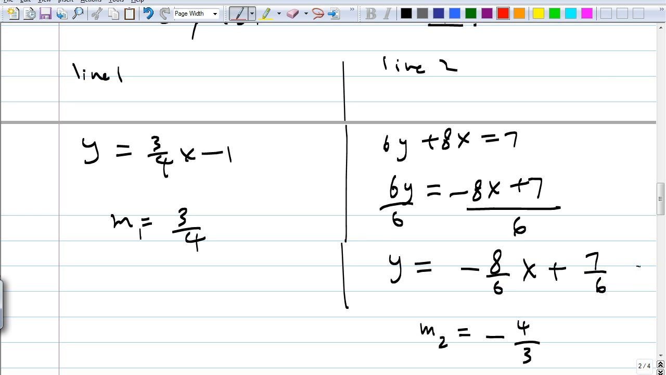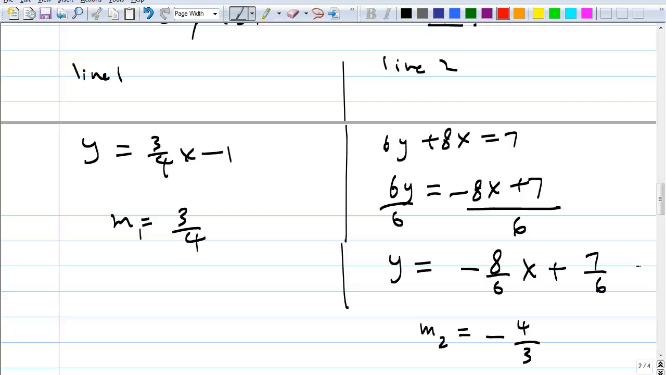How many people got the slope of the second one, negative 4/3? Raise your hand. By the way, does the y-intercept matter in this case at all? No, we don't really need to worry about y-intercepts. Did I ask you to graph? No. What did I ask you to do? Find if it's perpendicular. So I didn't ask you to graph, right? All I said was show that the two lines are perpendicular.